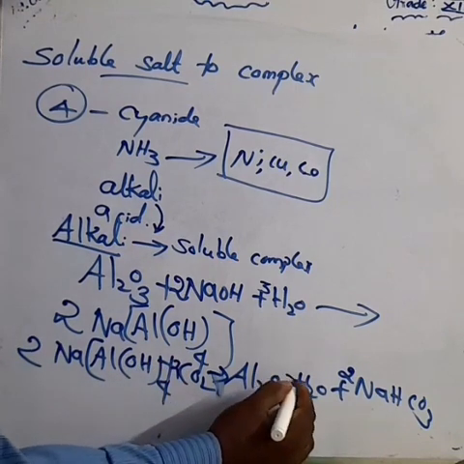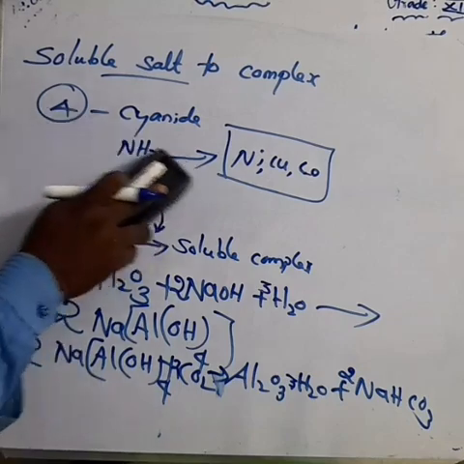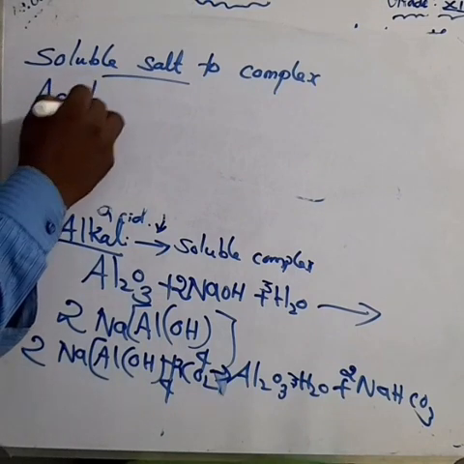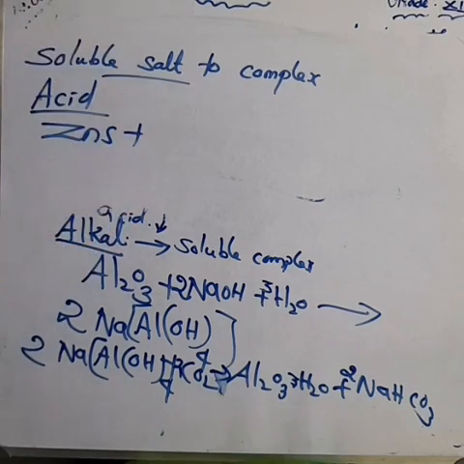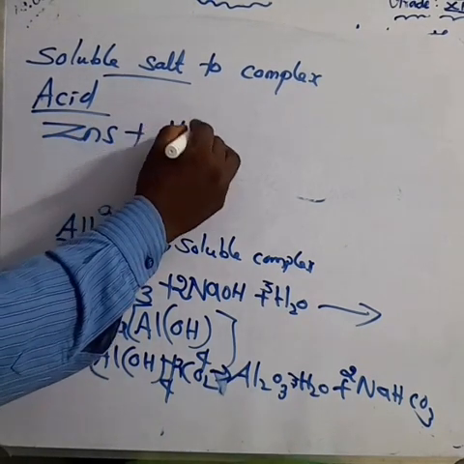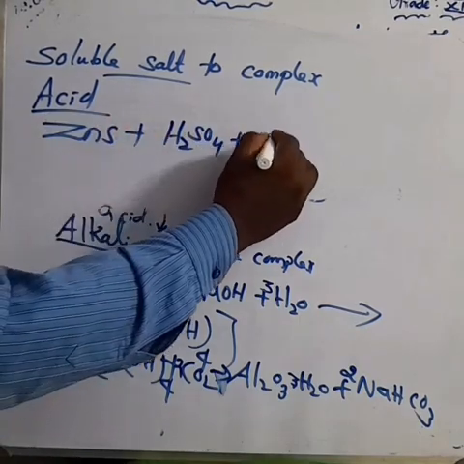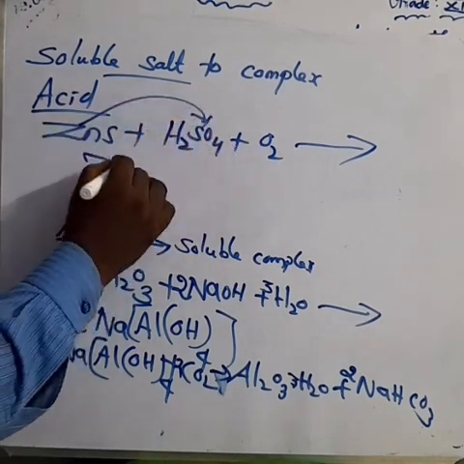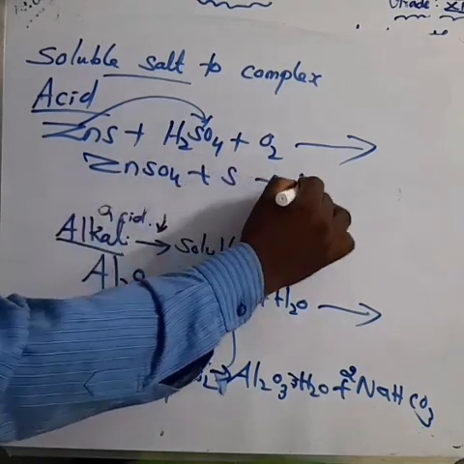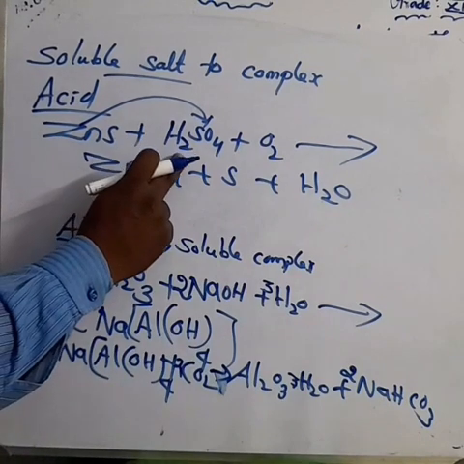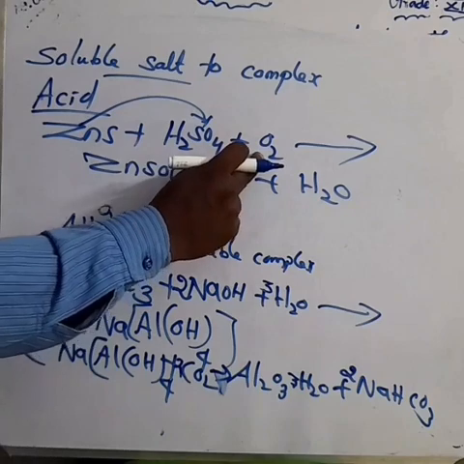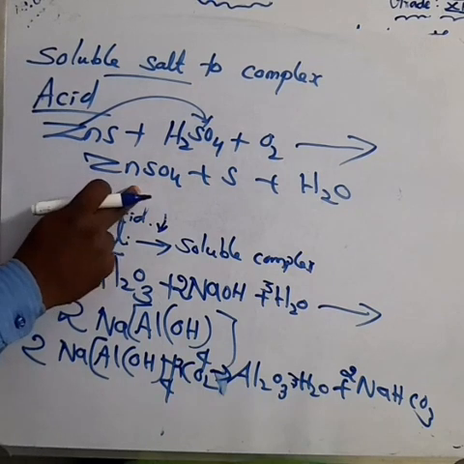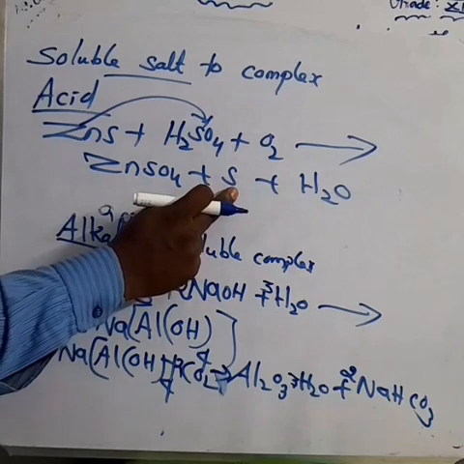Next, about the acid leaching. The leaching of sulphide ores such as zinc blende and galena can be done by treating them with hot aqueous sulfuric acid. That means zinc sulphide reacts with hot sulfuric acid in the presence of oxygen. We get zinc sulphate and elemental sulfur with water. That means ZnS plus sulfuric acid, H2SO4, plus oxygen gives ZnSO4 and elemental sulfur S plus water.